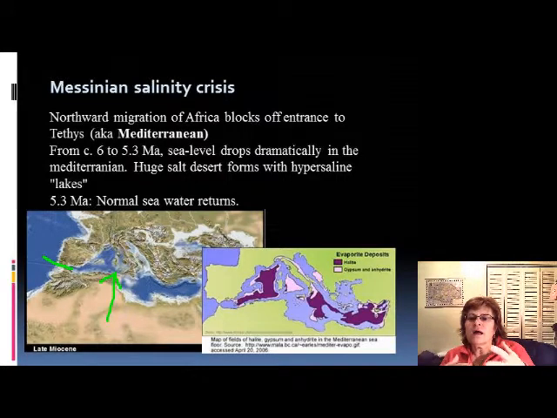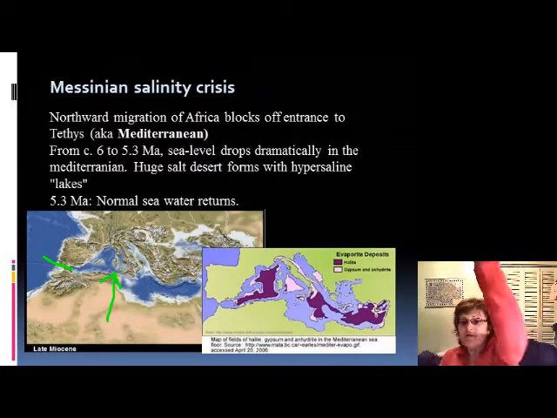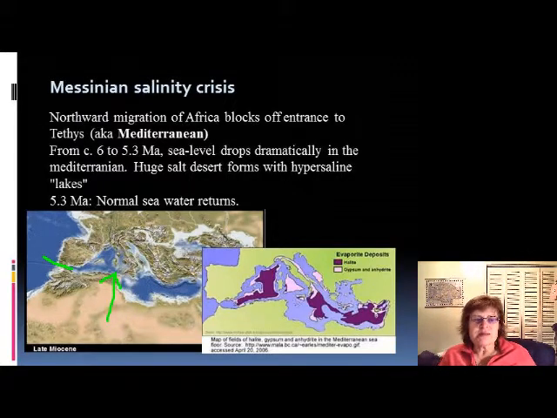So therefore, the water started to evaporate, because remember, it's ice age, so the water evaporates and heavier oxygen stays back. But as the water evaporates, the salt starts to precipitate. A lot of people believe that during this time, basically the whole Mediterranean dried up. And then about 5.3 million years ago, the normal seawater returns, and it happened really, really quickly, actually.